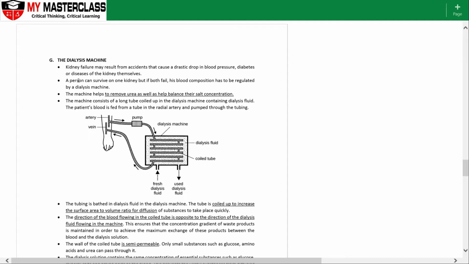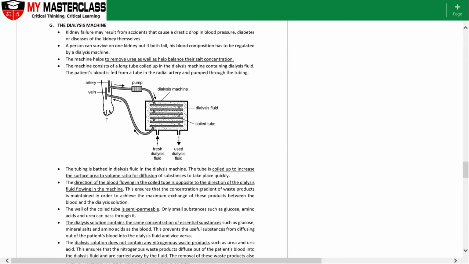Now, a person can survive on only one kidney, which is why we can donate one kidney to a family member. But of course, if both the kidneys fail, or if that one surviving kidney fails, then osmoregulation as well as removal of toxins, excretion, has to be controlled by exterior help, which is essentially the dialysis machine.